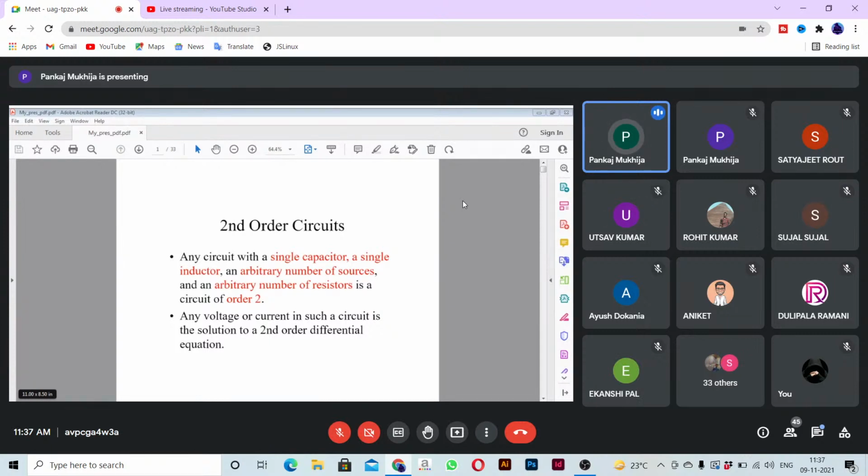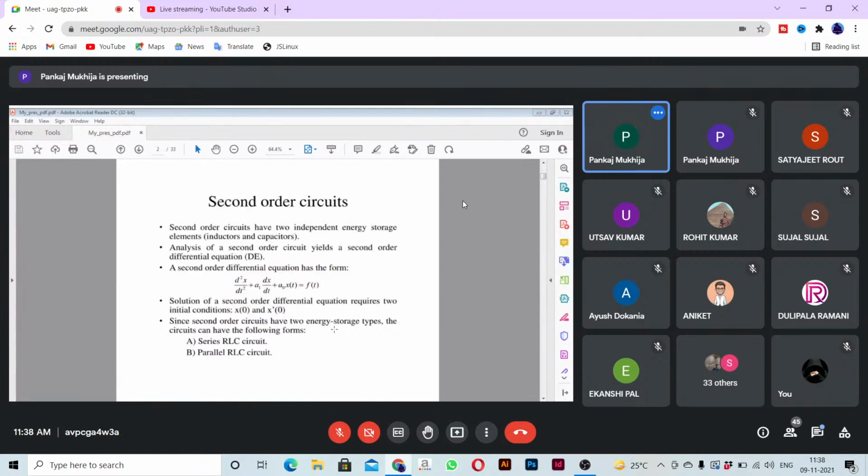So now in case of second order circuits, can you tell me, Utsav, how many initial conditions will be required? Sir, it should be two. Two, yes. Okay. So we will now be requiring two initial conditions. That's one of the major differences between first order and second order circuits. In first order circuits you required only one initial condition, but for a second order circuit you will require two initial conditions.